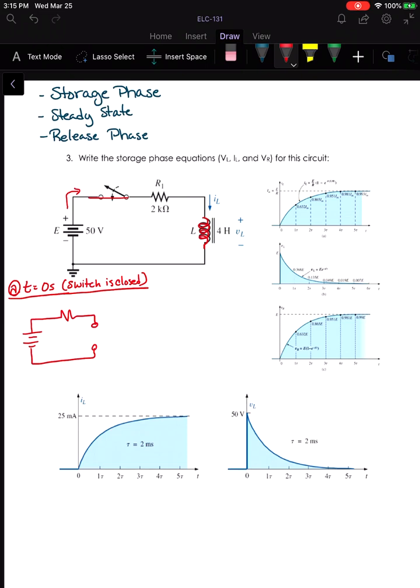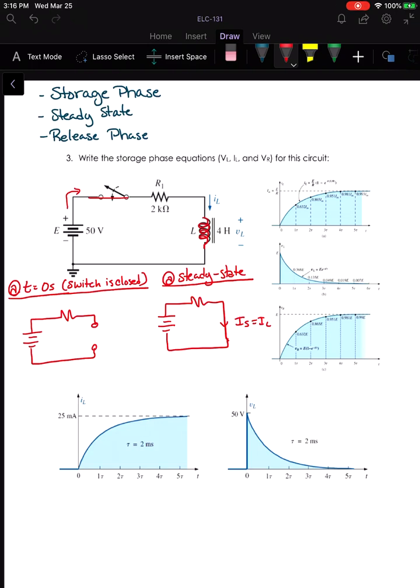Once we push past and get to the point where we're allowing all of the current to flow through the circuit, and we call that steady state, at that point, our inductor looks like a short circuit, where all of our current flows through the inductor in this case.